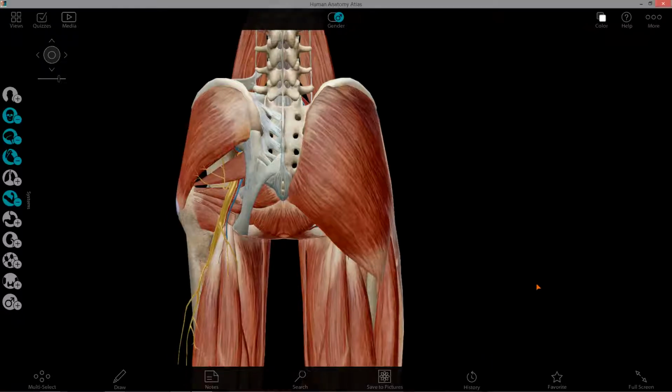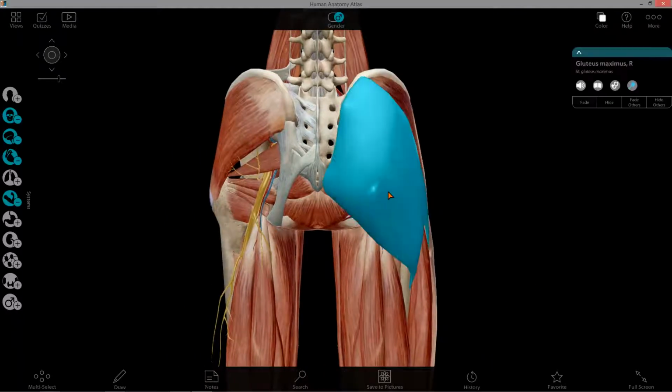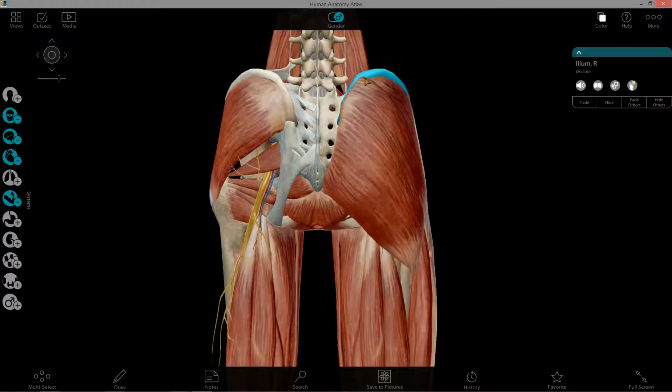So the first thing I want to talk about was the gluteal region, starting with gluteus maximus. So gluteus maximus's proximal insertion is the posterior surface of the ilium, as well as the dorsolateral aspect of the sacrum and coccyx, highlighted here, as well as from the sacrotuberous ligament and the posterior sacroiliac ligaments.